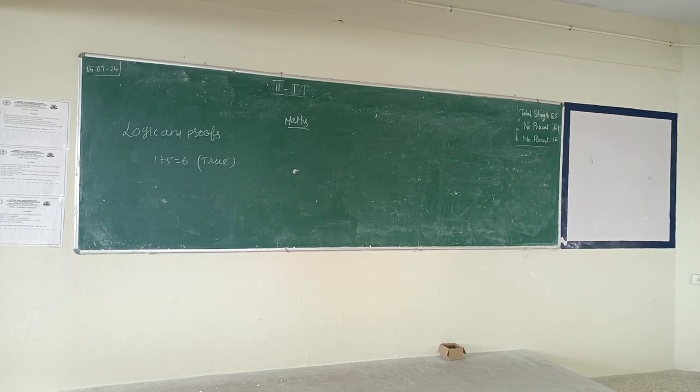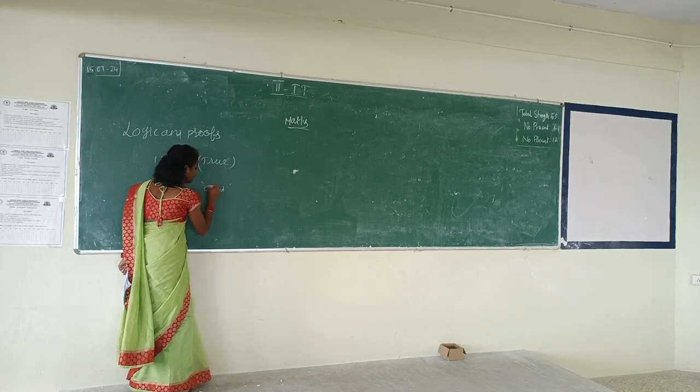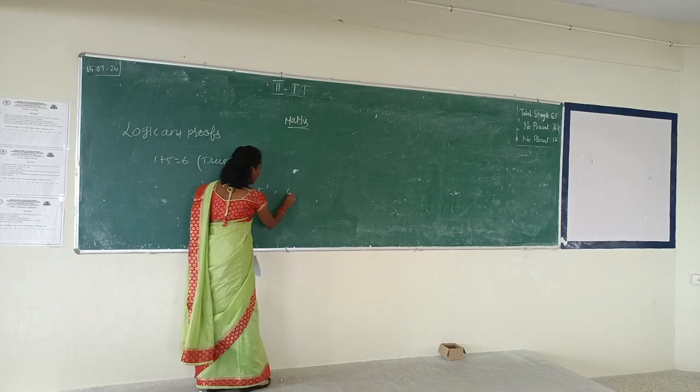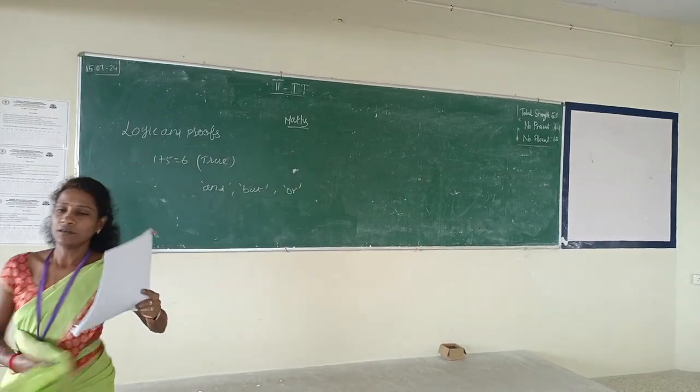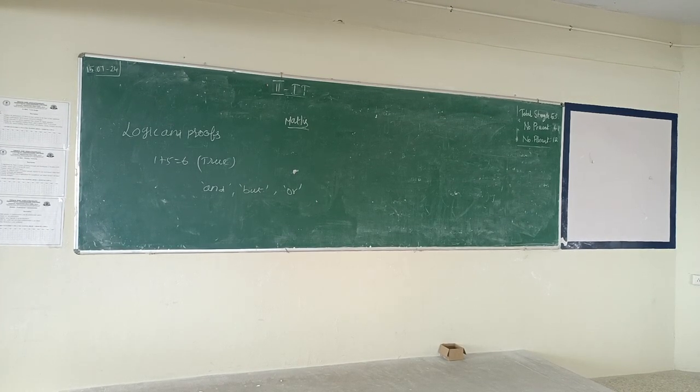New statement formed using symbols such as quotation mark, and, written in small letter, comma, but, also inside the quotation, and, but, etc. What do you mean etc.? Neither, nor, are, not, etc.